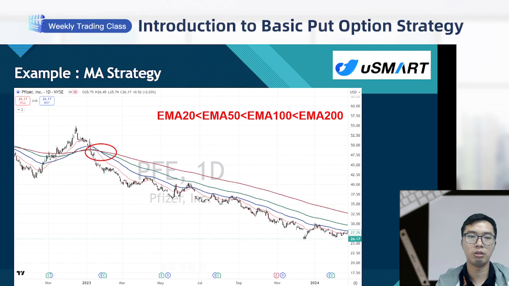Alright, so here it is not hard to understand. We just wait for the crossing, the lower moving average crossing down the higher moving average. Then when this signal appears and it rebounds back to near the crossing EMA line, we can consider opening a long put option.